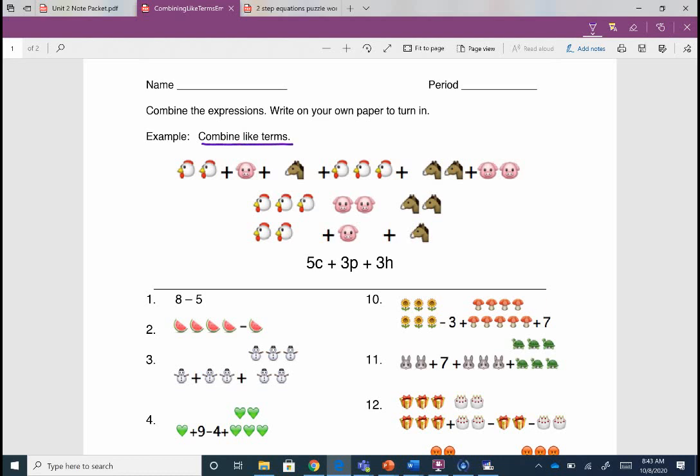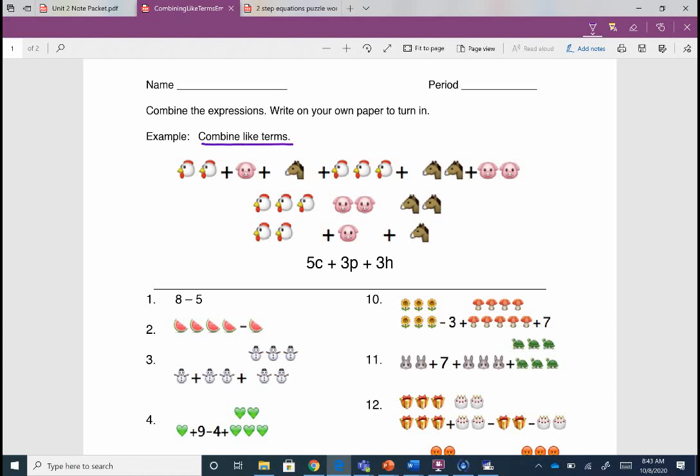But I wanted to make it a little more visual for us today starting off. Maybe you've never heard of like terms before. So I thought if we start with something more visual today, when we start looking at the variables and things, we might have a better picture in our brain of what can go together and what can't. So in the example, we have chickens, pigs, and horses. I can only combine the things that are the same. They are considered to be like.